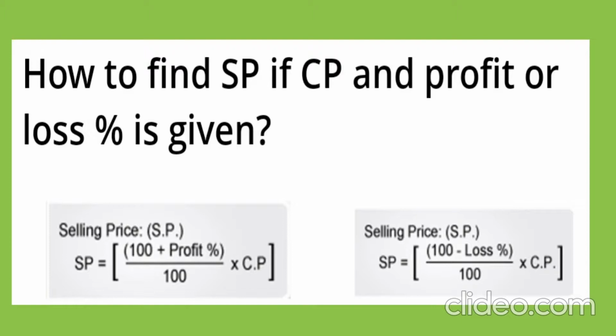Now let us learn how to find selling price if cost price and profit or loss percentage is given. Well, selling price is equal to 100 plus profit percentage upon 100 into cost price, or selling price is equal to 100 minus loss percentage upon 100 into cost price.